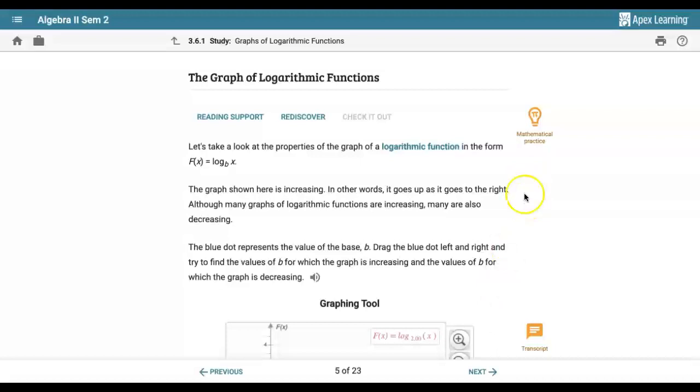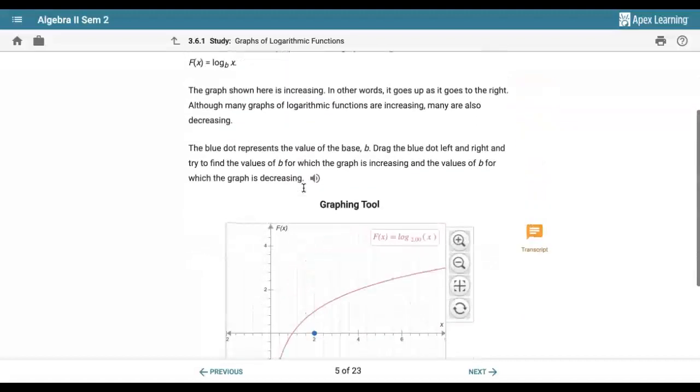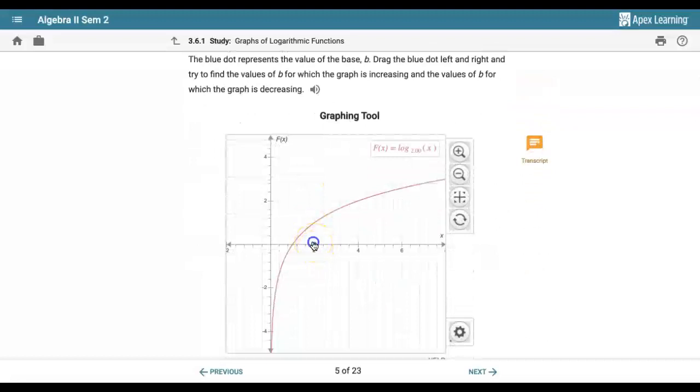All right. If we took a look at our log base b of x in general, our logarithmic functions, we can change the base value. So if I change my base value to a really large number, hopefully you notice it kind of flattened out here. It started to get a little bit closer to the x-axis, versus if I go really, really far, it starts to get larger here.